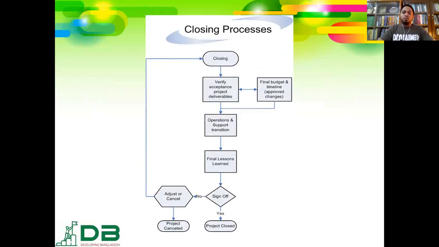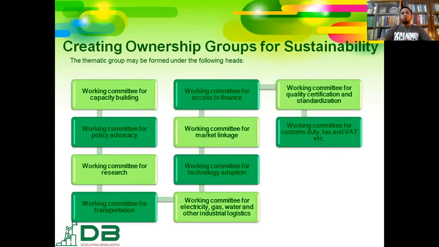In the closing process, we have verifiable acceptance of the project, deliverables, and final budget, timing, budget, auditing, operational support transformation, final lessons learned, and transferring the cluster ownership to the leadership group or cluster owners group, and signing off. So in this stage, creating the ownership group, which we were discussing, is a very important phase.